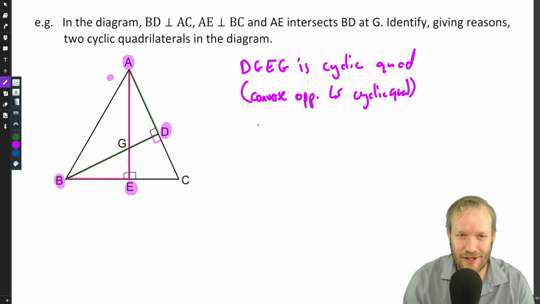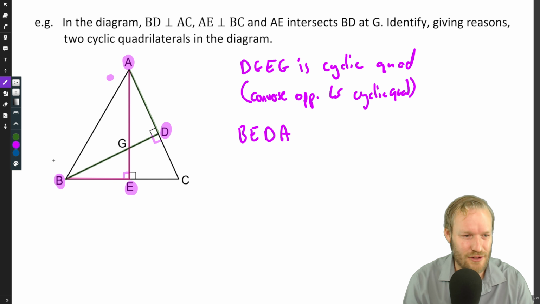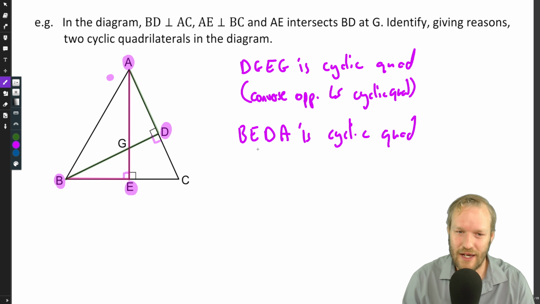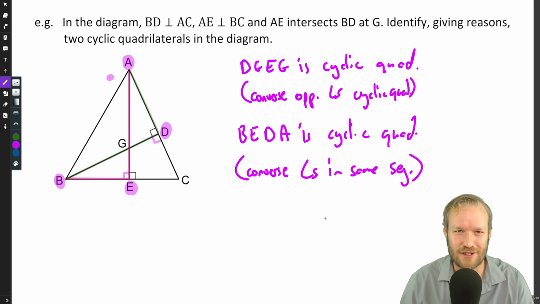So let's just capture that here and say that our second one was BEDA. Doesn't matter if you write ADEB or BADE, as long as it goes in order like that, is another cyclic quad. And our reason for that one, quad should have a dot after, is because we showed angles in same seg, but we used it in reverse to prove a cyclic quad, so we put our keyword in here: converse. Converse angles in same seg.